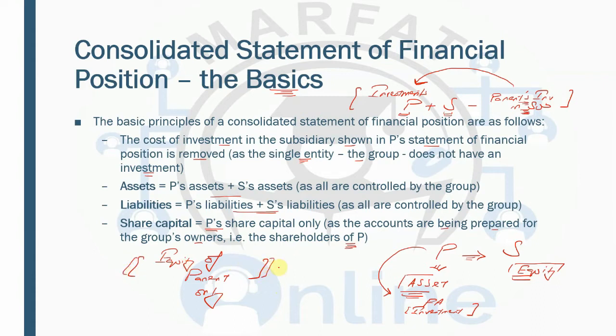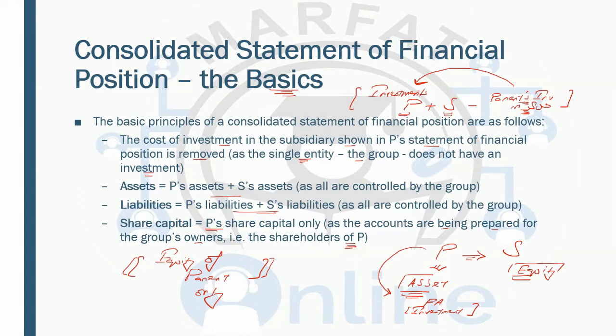So these are the basic principles you need to remember when you are making the consolidated statement of financial position. The first principle is you are going to eliminate the parent's investment in the subsidiary, and all the rest of the investments will be consolidated. This is the exam focus point, because some students directly remove all the investments. No, you are not going to remove all the investments. You're going to remove only the parent's investment in the subsidiary, which is the consideration that has been given by the parent to the subsidiary.